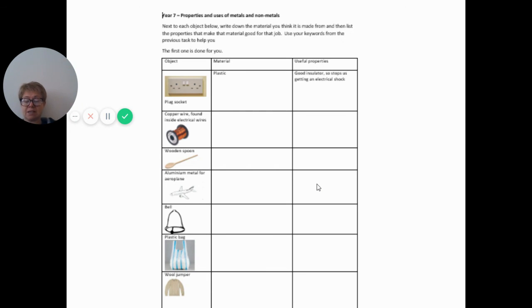Okay, that's your last activity. If there's any time left and you've finished, then you need to spend some time learning those keywords and definitions really, really well. And you could perhaps test the person next to you, or maybe have a look around the room, look at some other objects, see what they're made of, and think about why those objects are made of those materials and what their useful properties are. That's all for now.